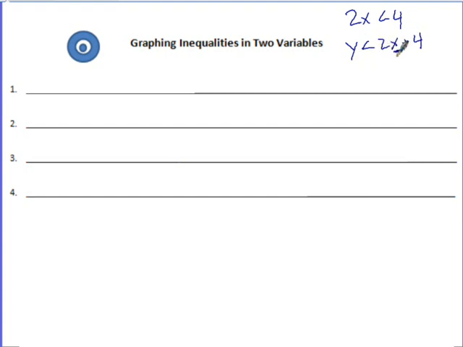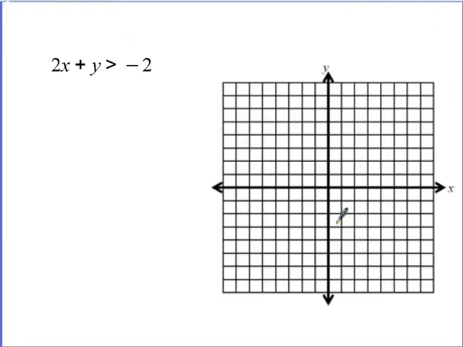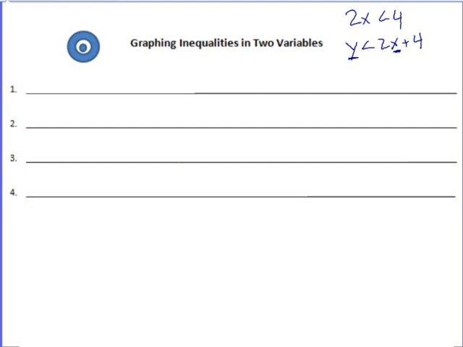So now I have two variables, an x and a y, and we're going to graph them on the coordinate plane. Instead of a number line, we're going to graph on the coordinate plane, just like we did with equations. So when we do this, we have 4 steps.